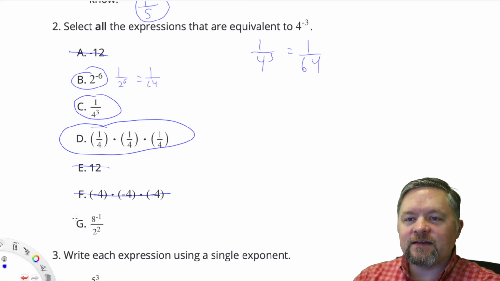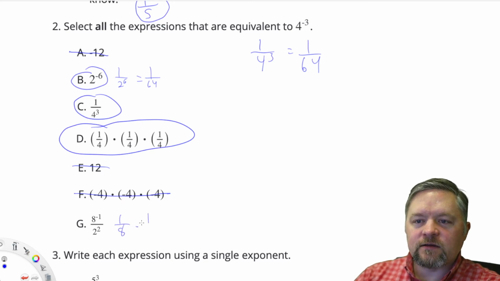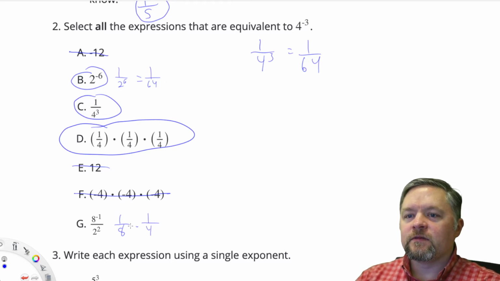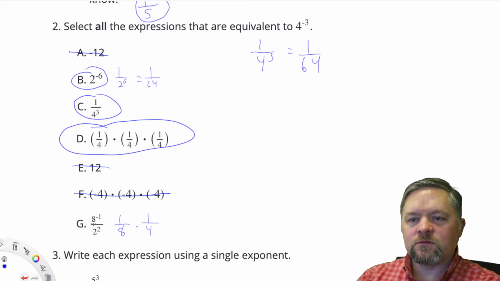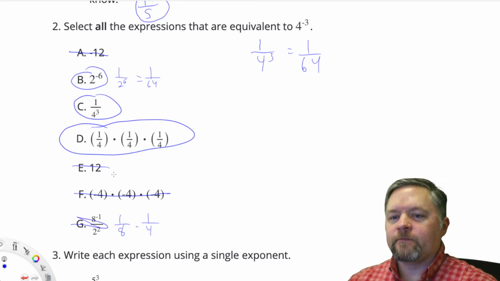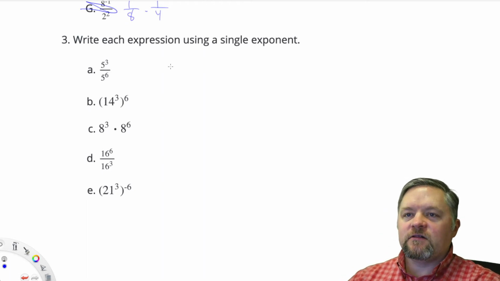Ooh. 8 to the negative 1 over 2 squared. This is a tricky one. 8 to the negative 1 is 1 over 8 times 1 over 2 squared. 2 squared is 4. 8 times 4 is 32, so that doesn't quite work. Okay, what's next?